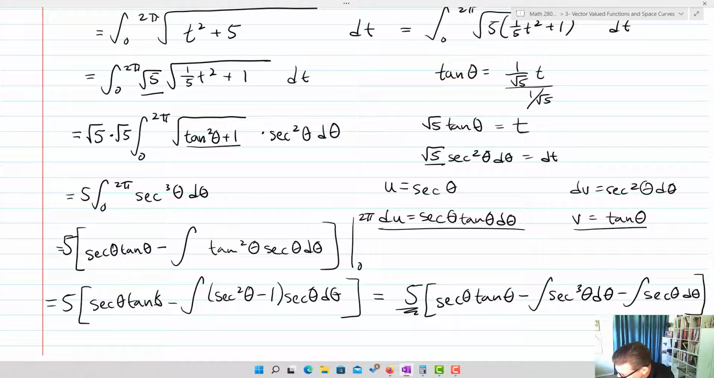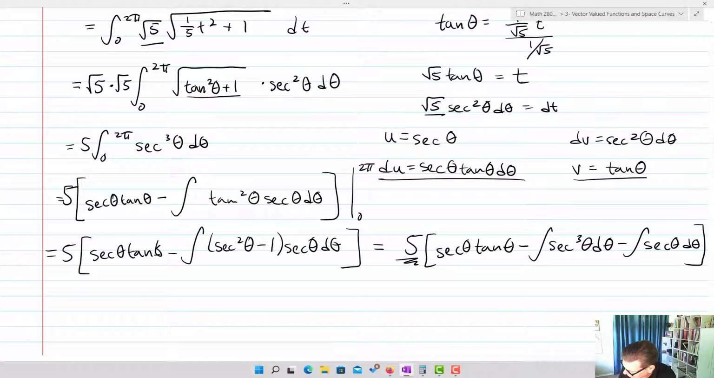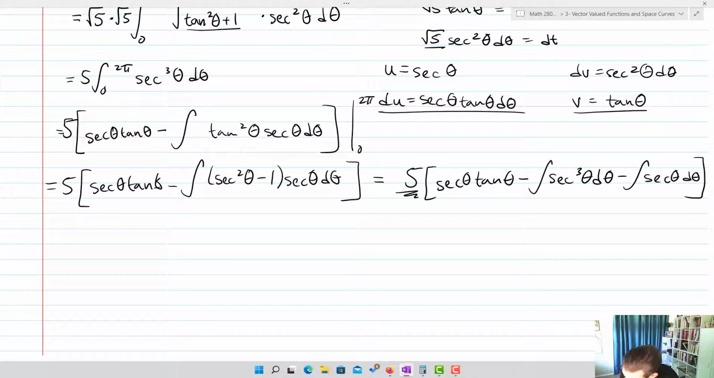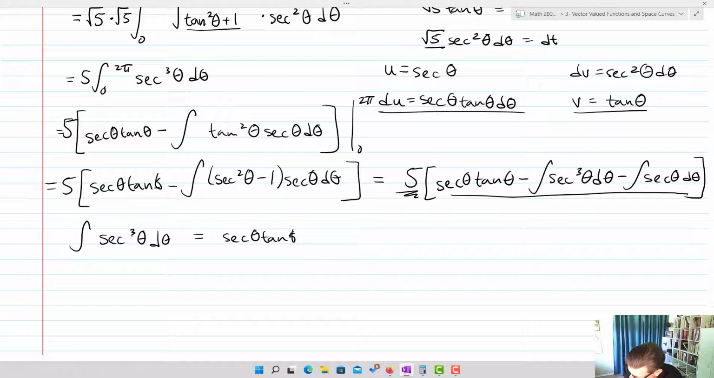Now, for just a moment, I'm going to get rid of that 5. We'll get back to it in just a second. What we want to notice is that this whole thing was supposed to equal secant cubed theta. So this is secant cubed theta. The integral of secant cubed theta d theta is going to equal then secant theta tan theta minus the integral of secant cubed theta d theta minus, and then the integral of secant theta d theta is the natural log of secant theta plus tan theta.